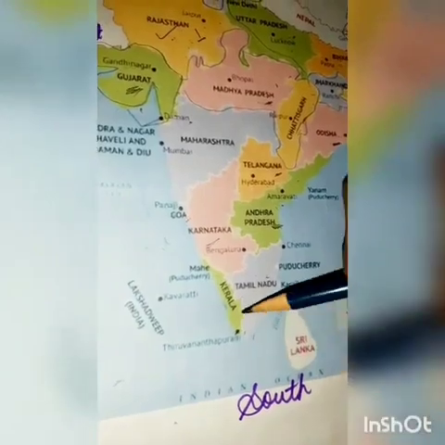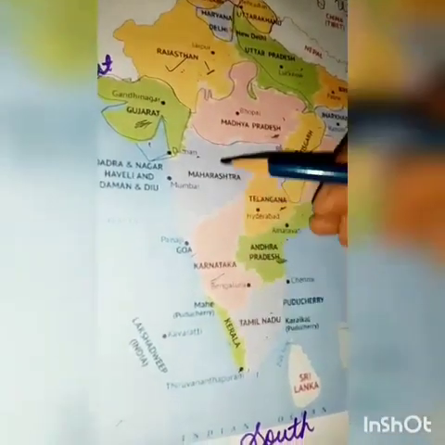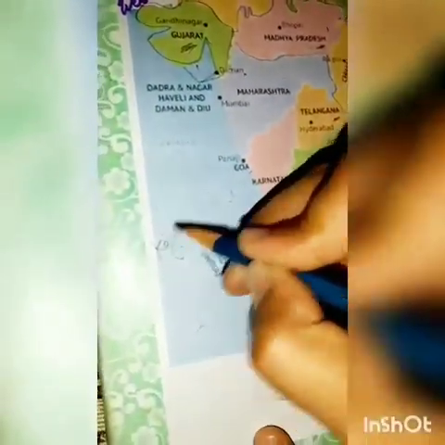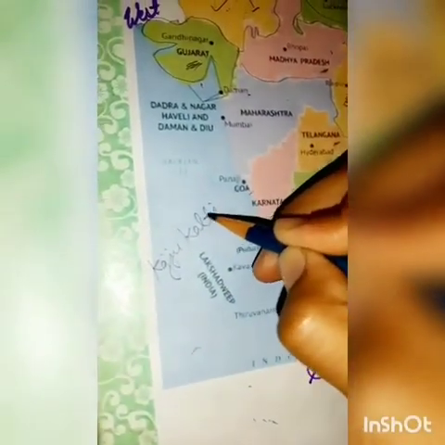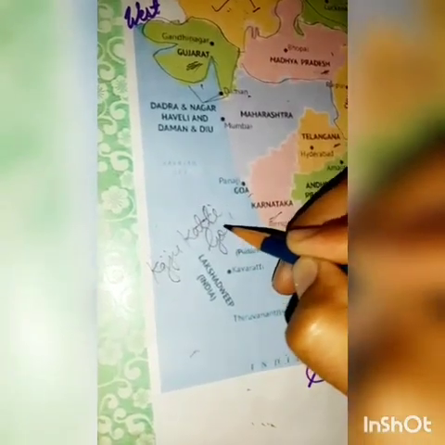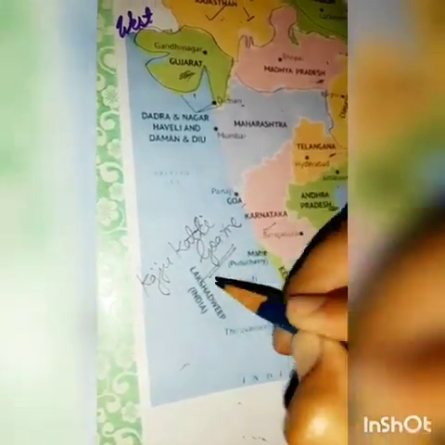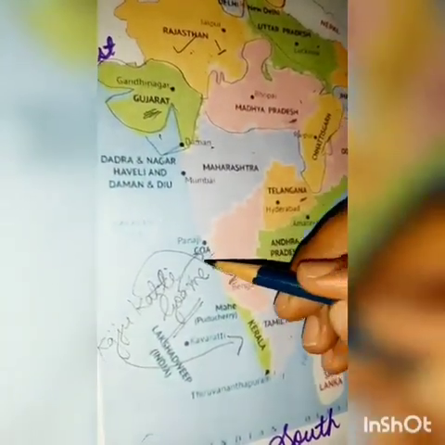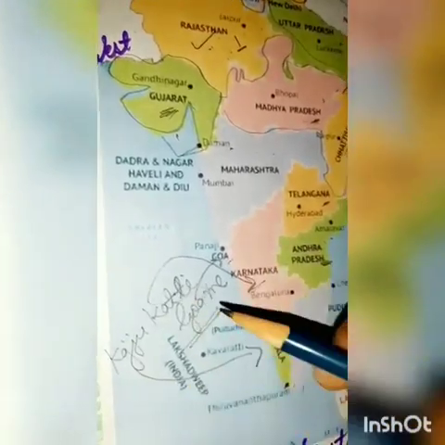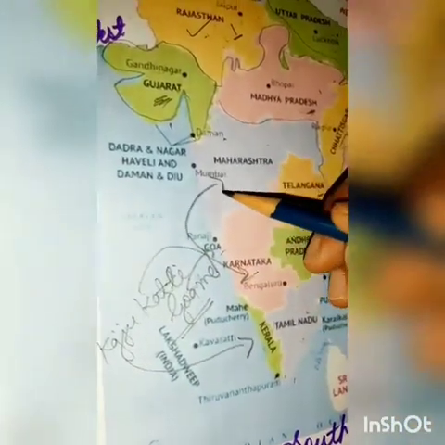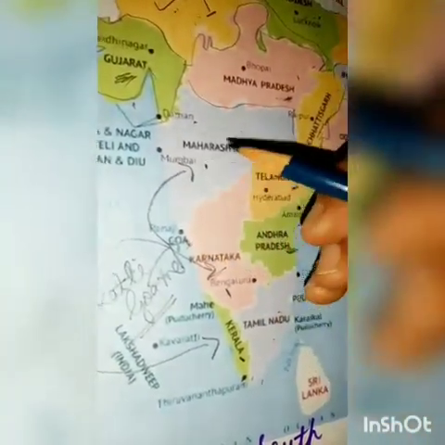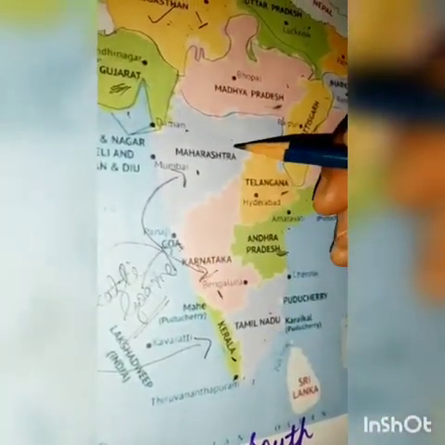Now we are going to discuss this part of the map. For this part, remember one sentence: Kaju Katli Goa mein. Kaju Katli Goa mein. Kaju for Kerala, Katli for Karnataka, and Goa for Goa. Kaju Katli of Goa is very famous. That's why Kaju Katli Goa mein. And Ma for Maharashtra. Remember this sentence for this area.